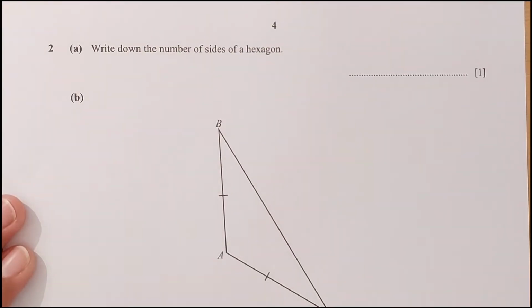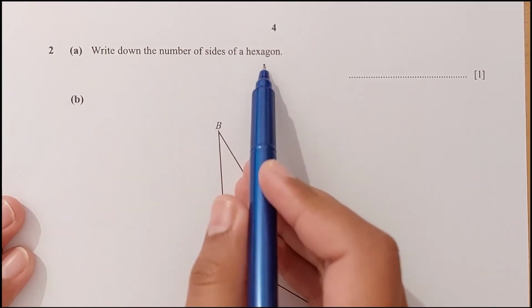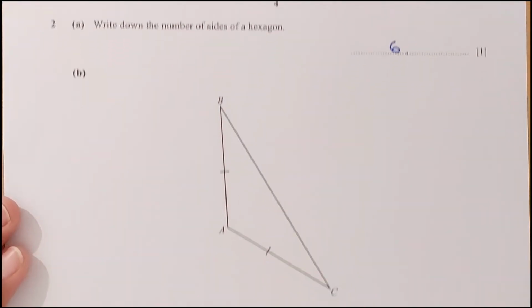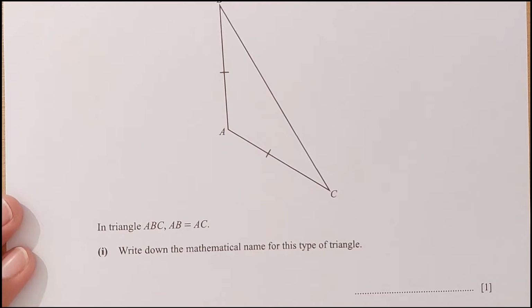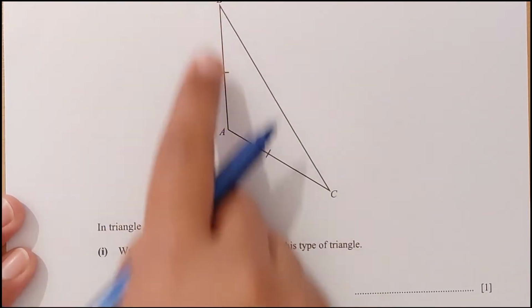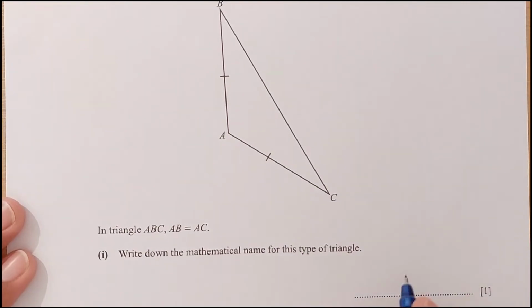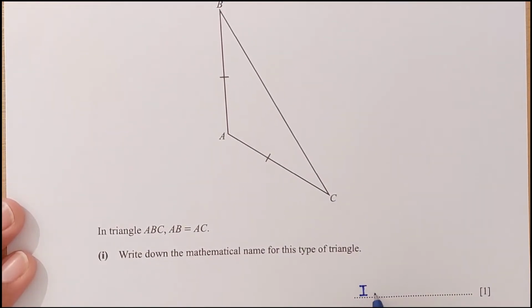Question number 2, part A. Write down the number of sides of a hexagon. A hexagon has 6 sides. Okay, part B. In triangle ABC, AB equals AC. This side and this side, 2 sides are the same. Part 1, write down the mathematical name of this type of triangle. When 2 sides are the same, the triangle is an isosceles triangle.